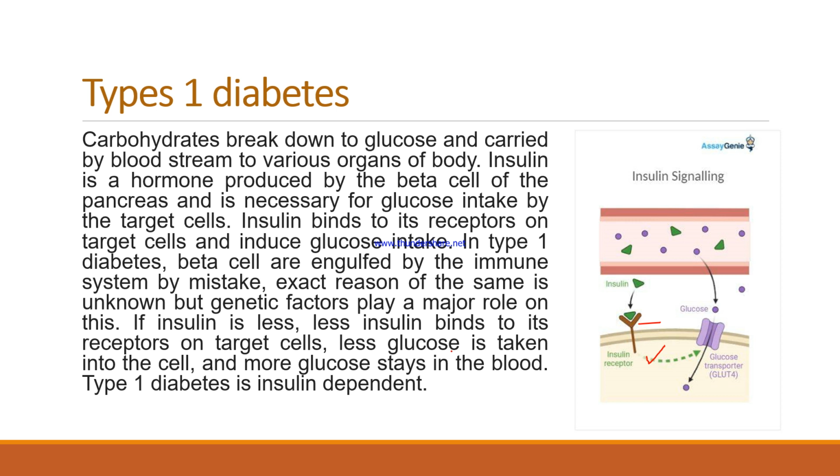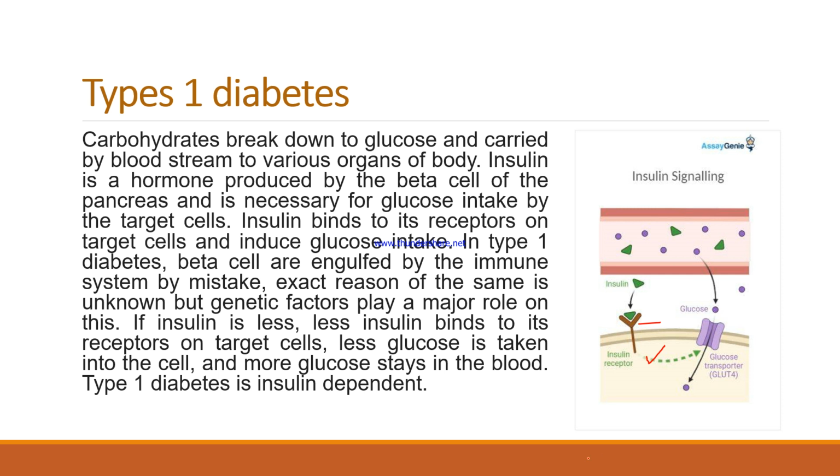In type 1 diabetes, the beta cells are engulfed by the human immune system by mistake. The exact reason for this is not known, but the genetic factor plays a major role in it.